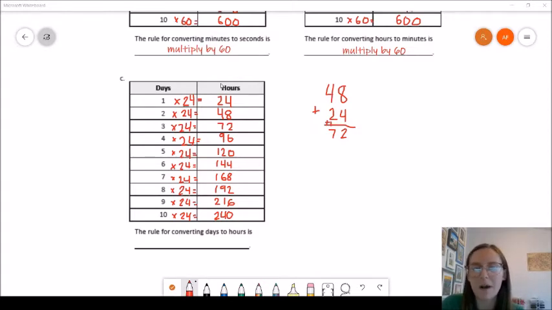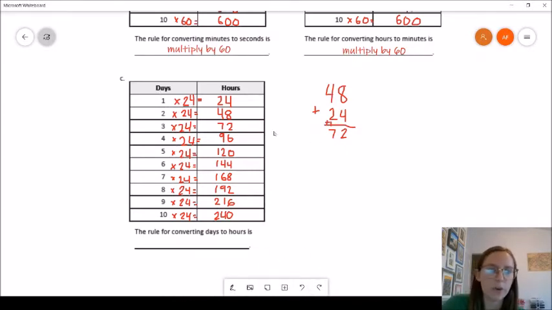So go ahead and pause and check your work, and then unpause when you're ready to find our rule. What would our rule be for converting days to hours? Well, I know that each day is an equal group of 24 hours. So our rule for converting days to hours should be to multiply by 24.